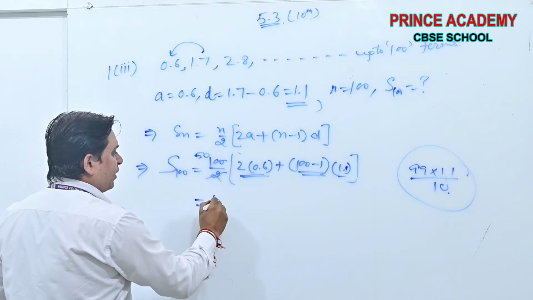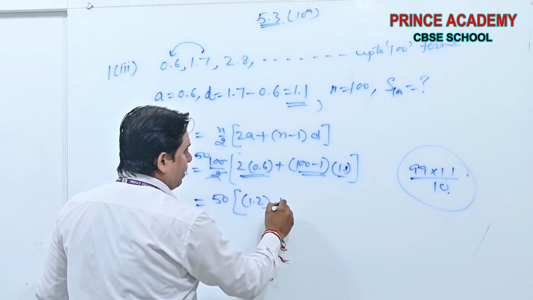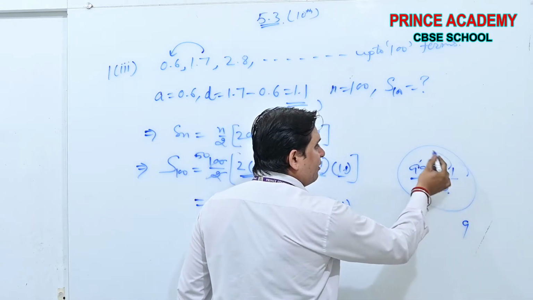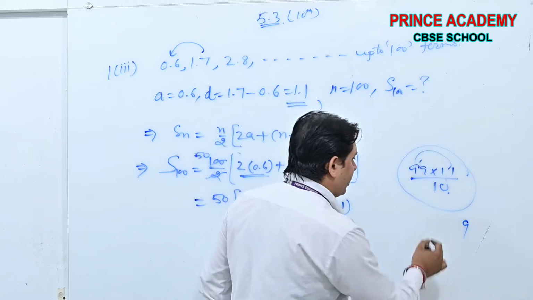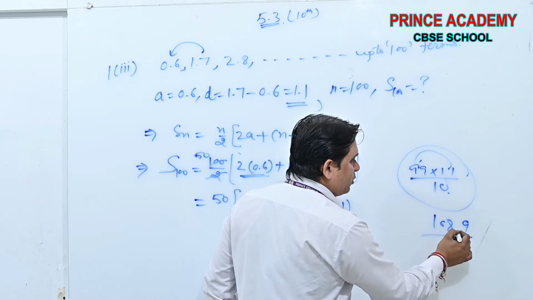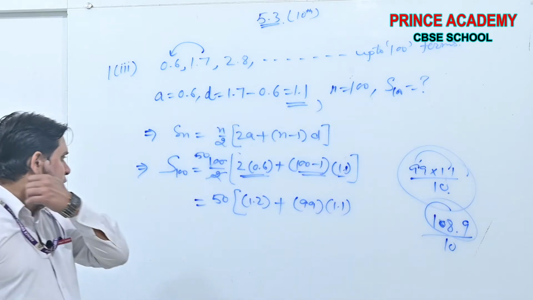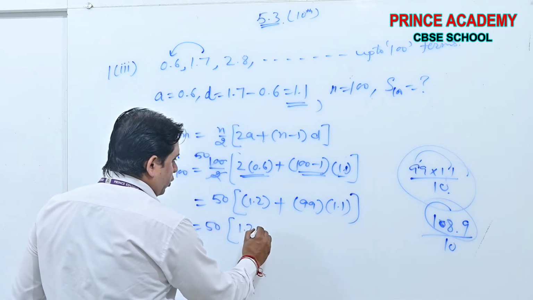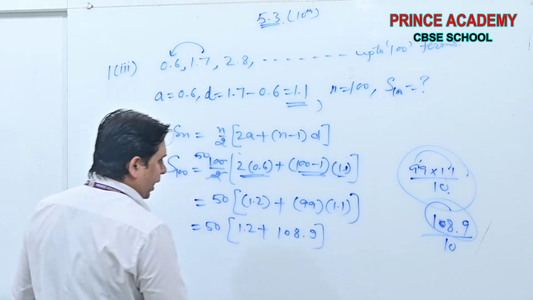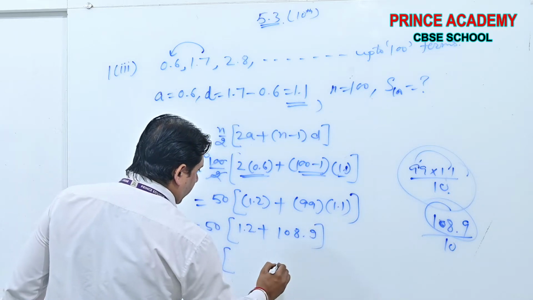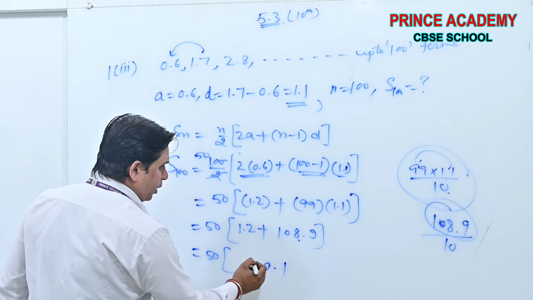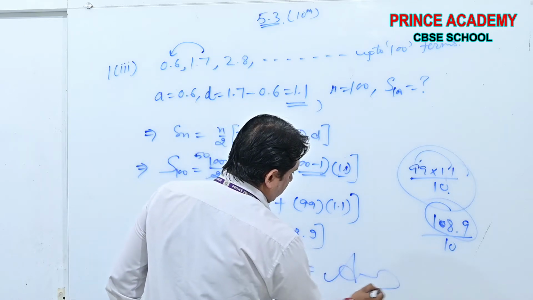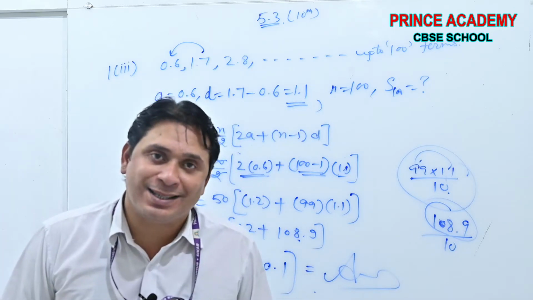50, 2 into this 1.2 plus 99 into 1.1. 99 into 1.1 is 108.9. Now add these, 1.2 and 108.9, and multiply with 50, and you will get the desirable result.